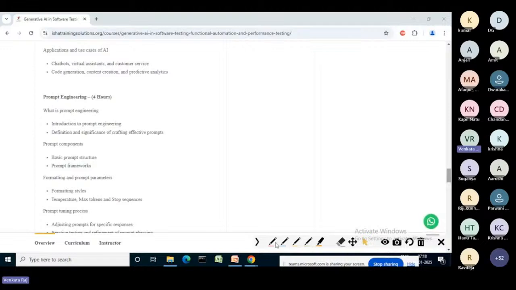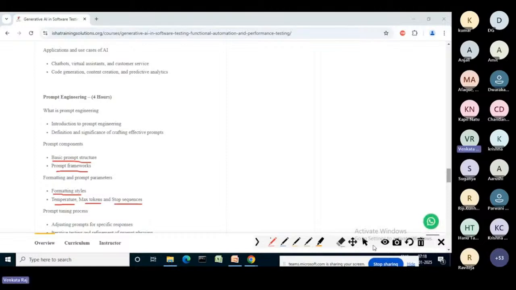What are the different components of a prompt, guys? So we are going to see the basic prompt structure and the different frameworks for writing prompts. Next, how to do the formatting, and what are the different parameters your prompts will be based on, like temperature, max tokens, stop sequences? We are going to understand about them.